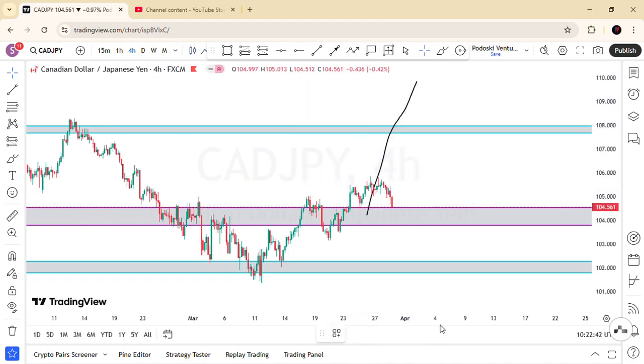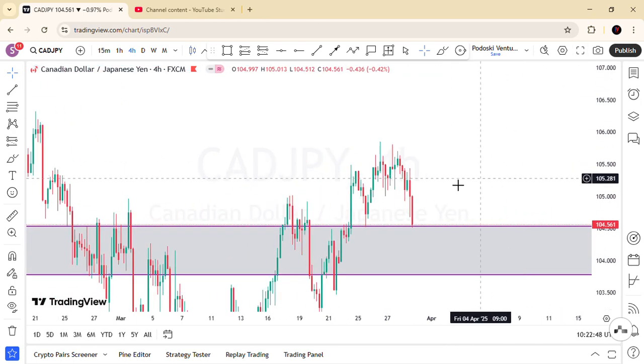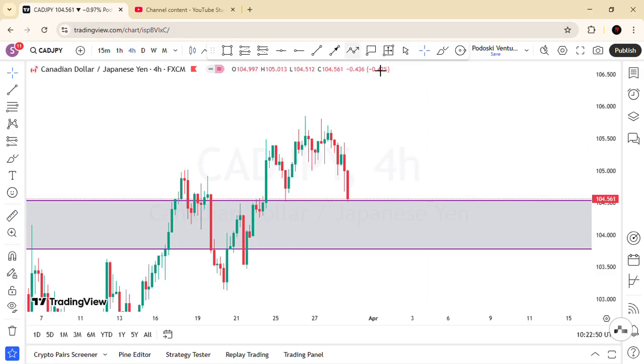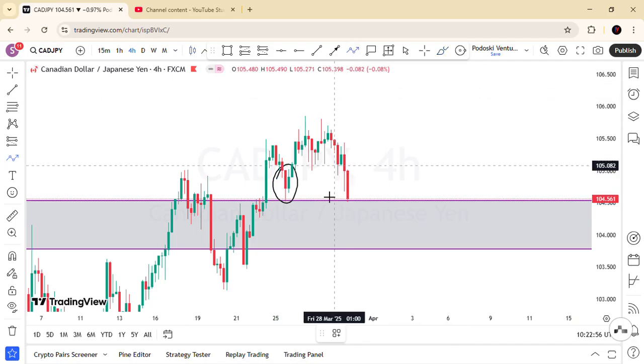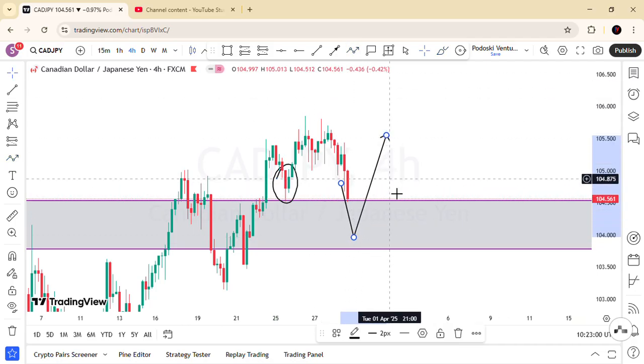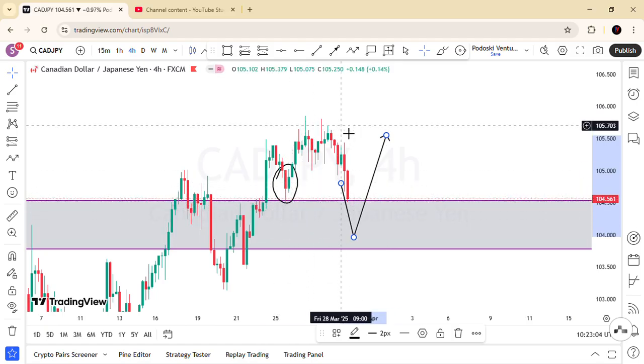Price didn't give me what I was expecting. Rather, it gave me just a bullish candle. So after I saw this candle formation over here, I know that price will definitely drop into the zone again, because it didn't tap the zone. It just tapped the tip of the zone and started going up.